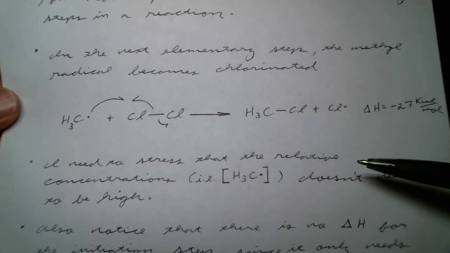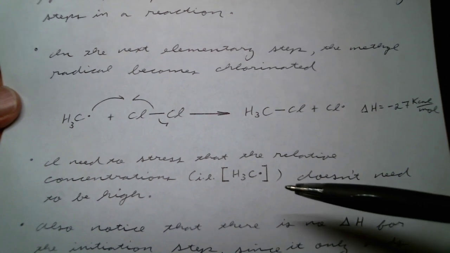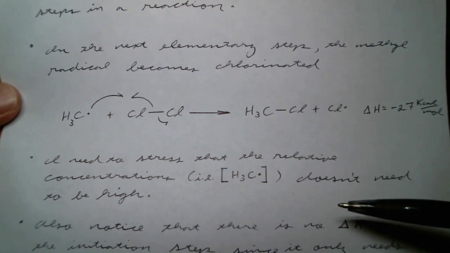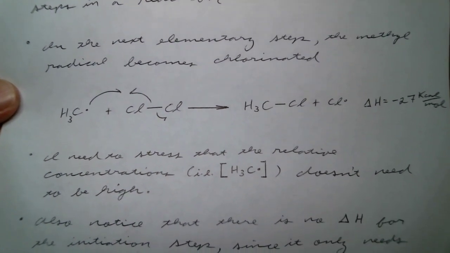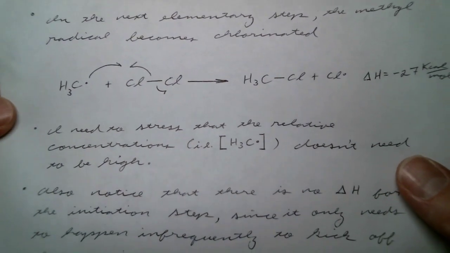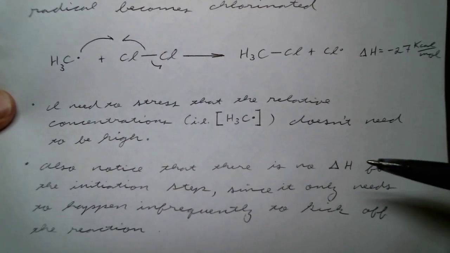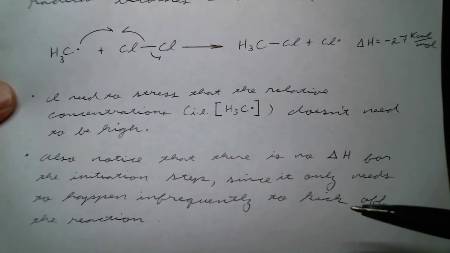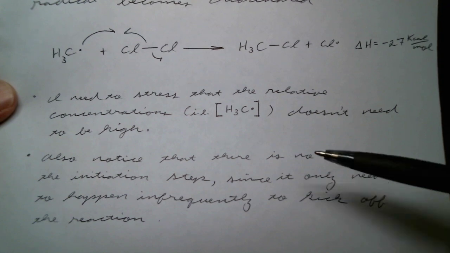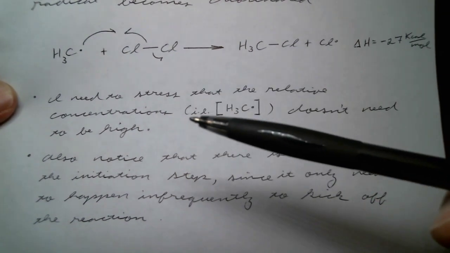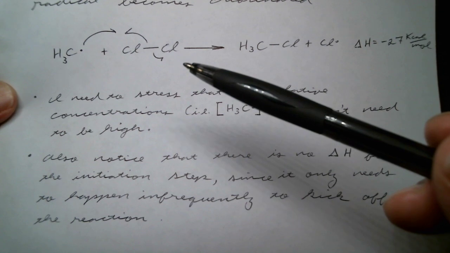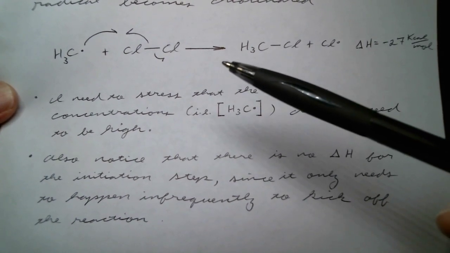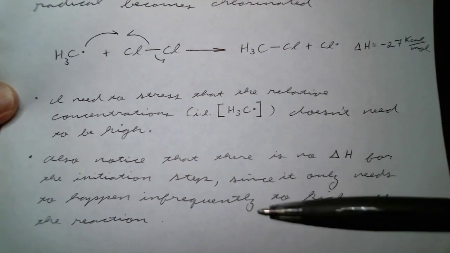I need to stress that the relative concentrations, that is, of the methyl radical or the chlorine radical, for instance, don't need to be high for the reaction to proceed. Also notice that there is no change in enthalpy for the initiation step, since it only needs to happen infrequently to kick off the reaction. It's really taken into account in this second elementary step, this propagation step.